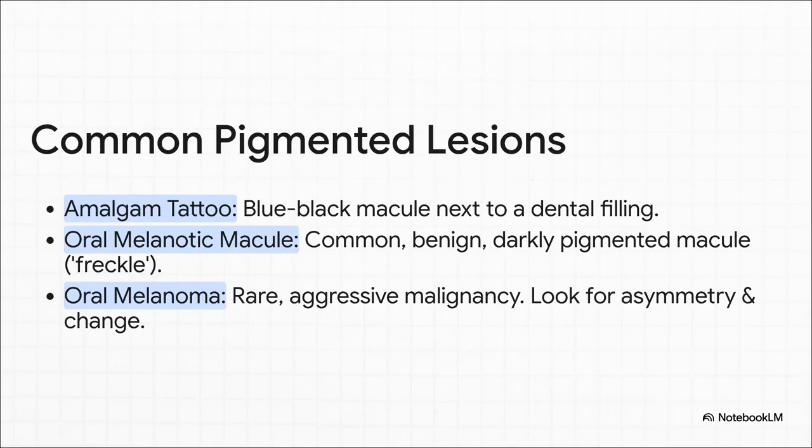Now, when it comes to pigmented lesions, context is absolutely everything. You see a blue-black spot right next to a silver filling, that's almost guaranteed to be a benign amalgam tattoo. A simple flat brown spot, probably an oral melanotic macule, which is basically a freckle. But oral melanoma, while it's rare, is incredibly aggressive. You have to evaluate it with the same ABCDE rules you would for a skin lesion.